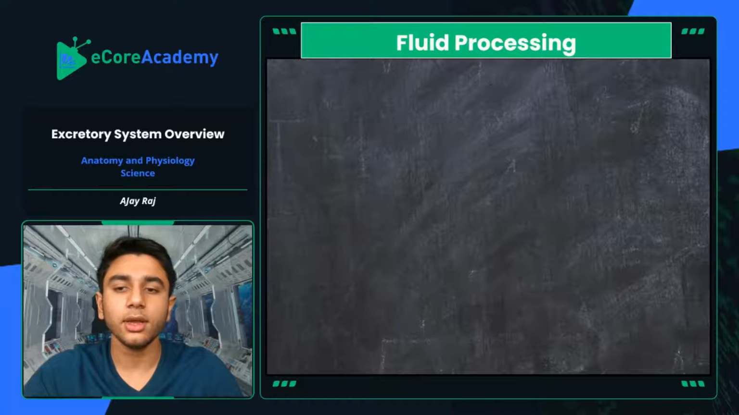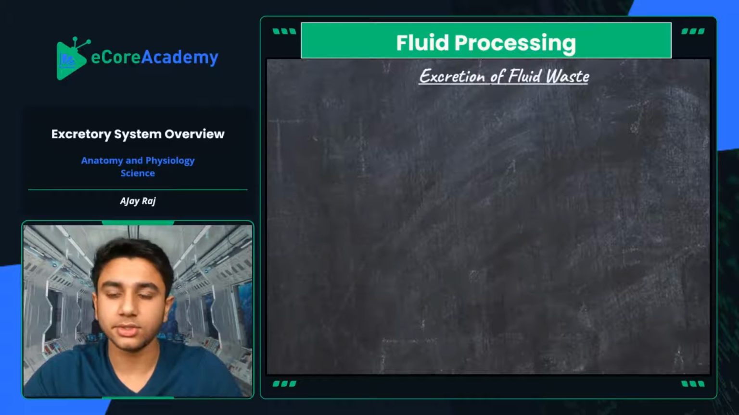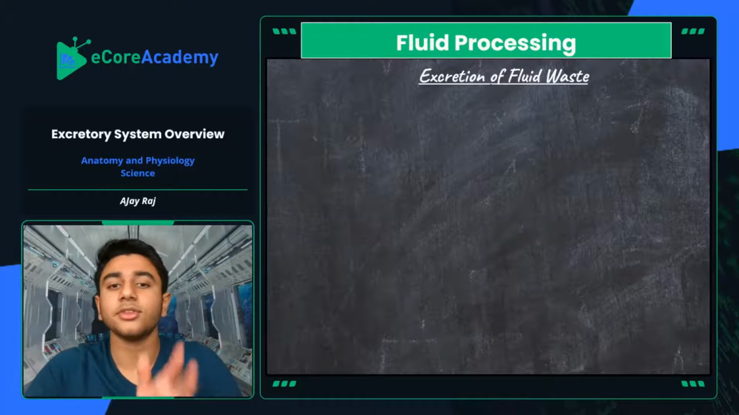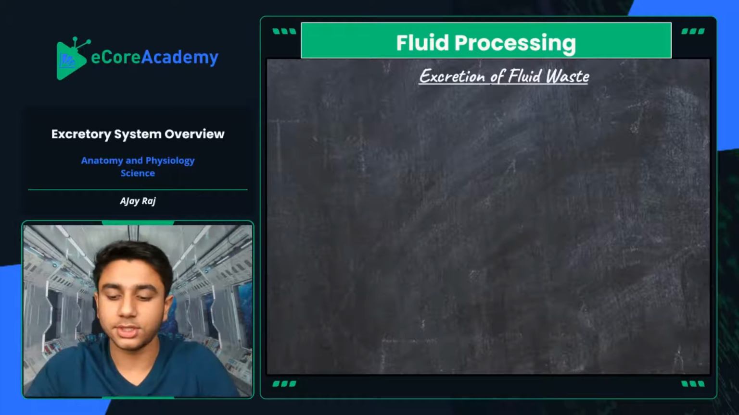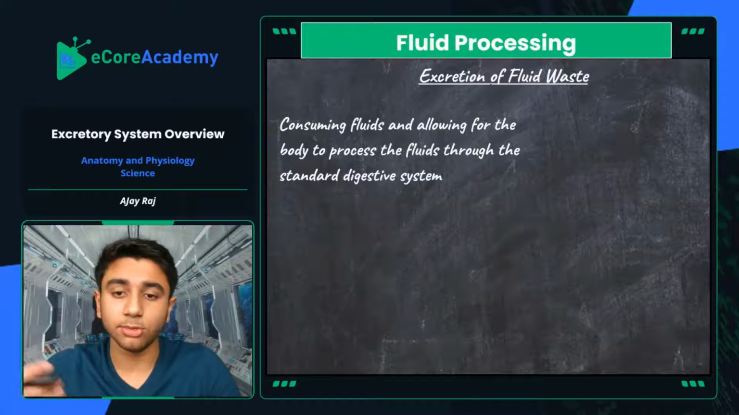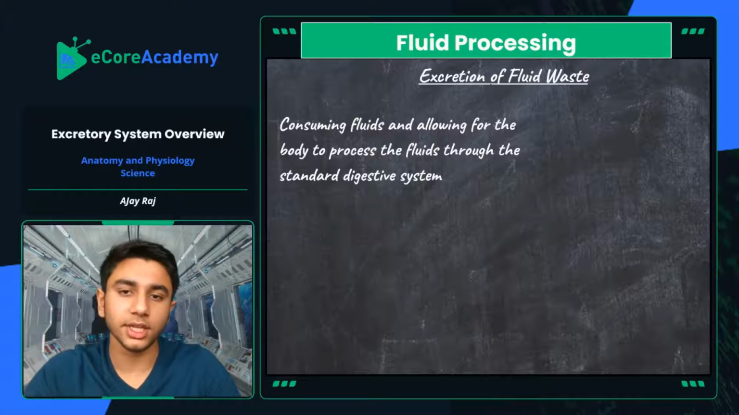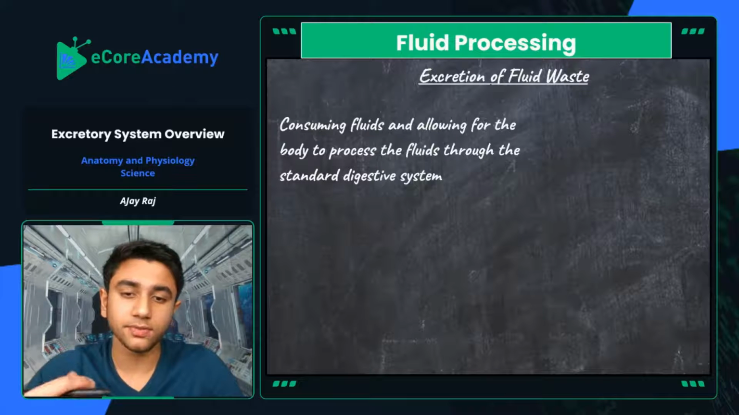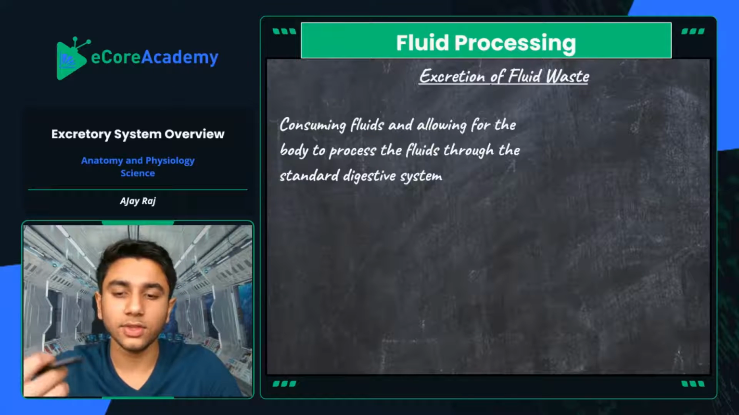So moving on. Now let's take a look at fluid processing. So this is the excretion of fluid waste. We went away from the gaseous form. Now we're on to the other half of the excretory system. So you're going to initially start by consuming fluids and allowing the body to process the fluids through the standard digestive system, also entering through the kidneys, which is also part of the digestive system. And essentially, what's happening is you're consuming these fluids, and these fluids are being harvested by the body in general.